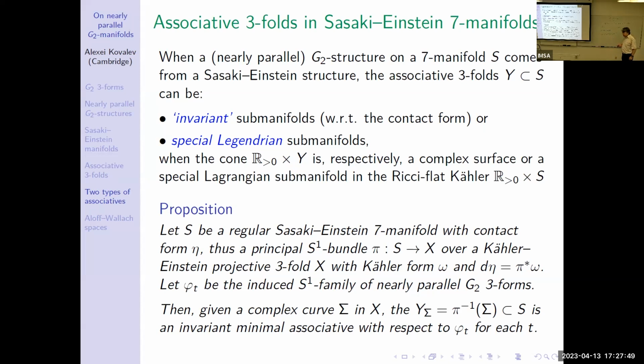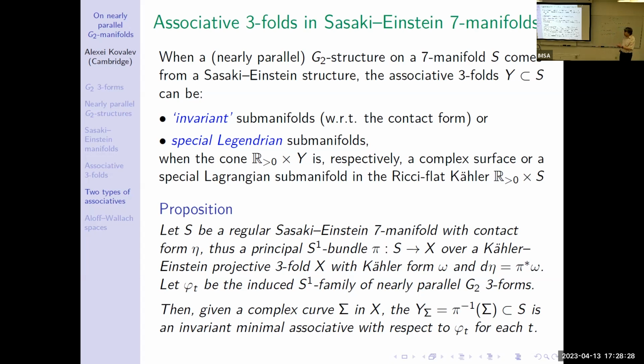And consider the family of G2 structures. Then we can get examples of associative threefolds by starting from any complex curve in this base threefold, and then lifting, well, taking its preimage, so the restriction of the S1 bundle will be a three-dimensional submanifold, and that's an associative. Invariant meaning that it corresponds to a complex curve. So that actually works for any geometric structure in that circle family.